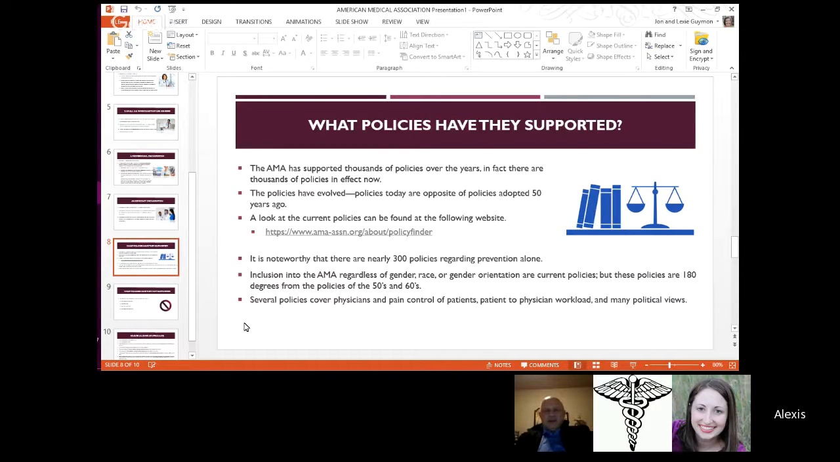But an interesting thing about the policies is that they've evolved, and policies now are not the same policies that were 50 years ago regarding race, regarding gender, regarding gender attraction and things of that nature. So inclusion in the AMA regardless of gender, race, or orientation, those are current policies, but those are like 180 degrees from what they were in the 50s and the 60s. There are policies that cover pain and control with physicians and patient-to-physician workload, and they have a lot of political views.